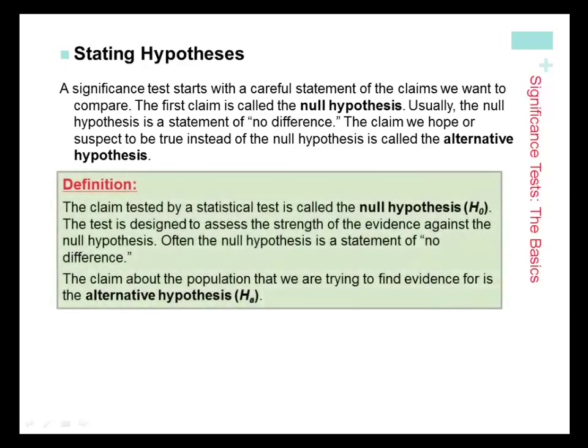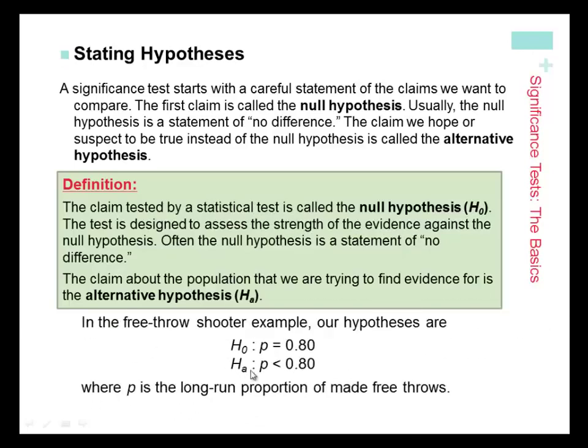Here's our definition of null hypothesis and alternative hypothesis. The claim tested by a significance test is called the null hypothesis, or H naught, H sub 0. The test is designed to assess the strength of evidence against our null hypothesis. The claim about the population that we are going to try to find evidence for is called the alternative hypothesis, or H sub A. If you think back to the free throw example, the free throw shooter claimed his average, or p-value, for shooting free throws was 80%.